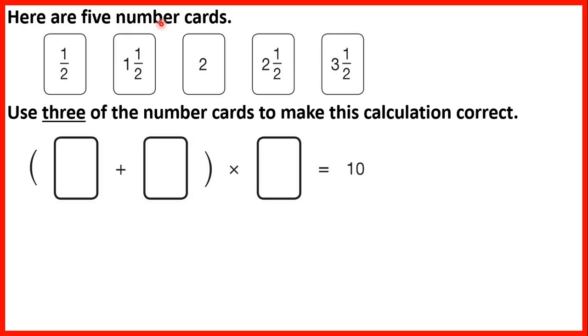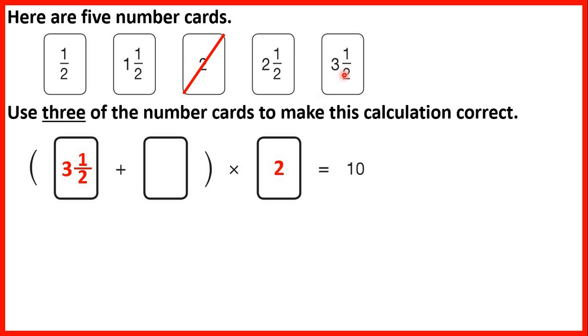Here are 5 number cards. We have a half, 1.5, 2, 2.5, 3.5. Use 3 of the number cards to make this calculation correct. Something plus something in brackets times something equals 10. So if we use 2 as our number card here, we have something in brackets times 2 is 10. So what's in brackets will need to be 5.